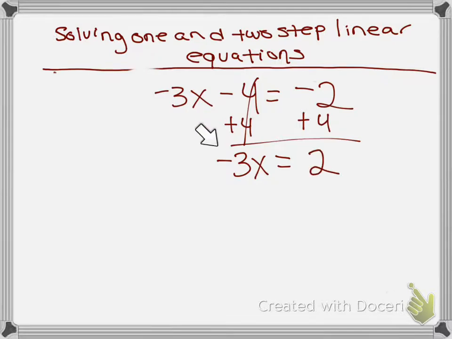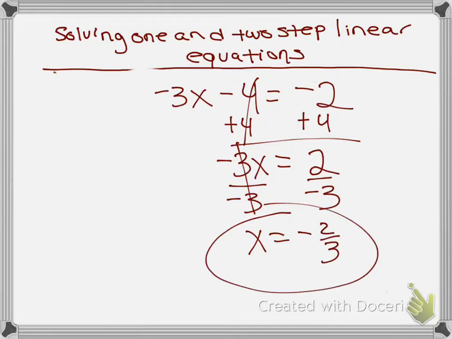And then to get rid of my negative 3, well, I'm multiplying by negative 3 right here. So I have to do the inverse. The inverse of multiplying by negative 3 is dividing by negative 3. What I do to one side, I have to do to the other. Negative 3 divided by negative 3 is 1. But I don't have to write the 1. I can just write the x equals, and 2 divided by negative 3. Well, a positive number divided by a negative number is a negative 2/3. And that's your answer.